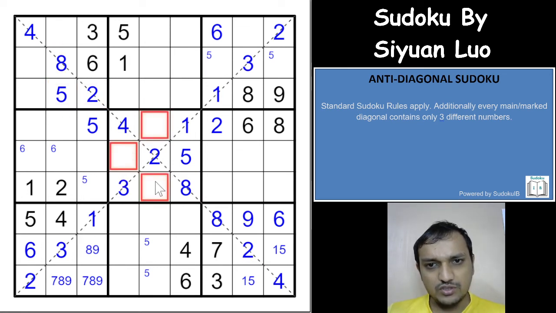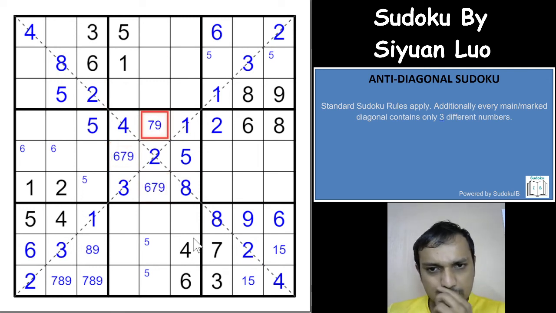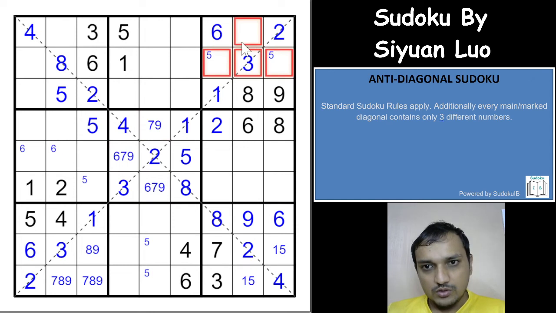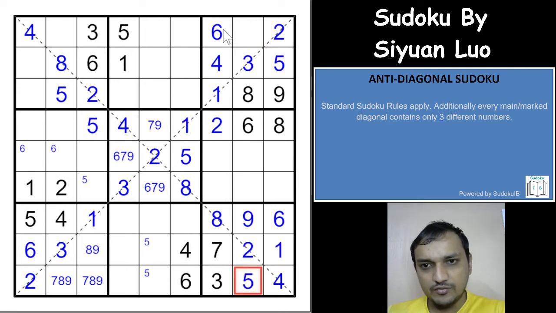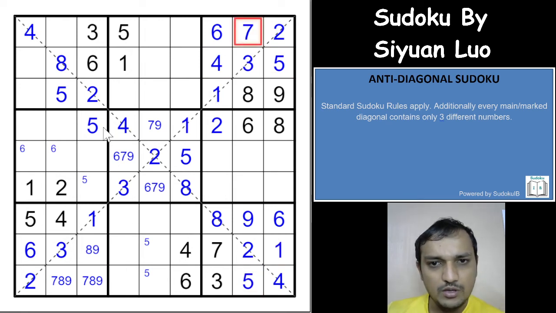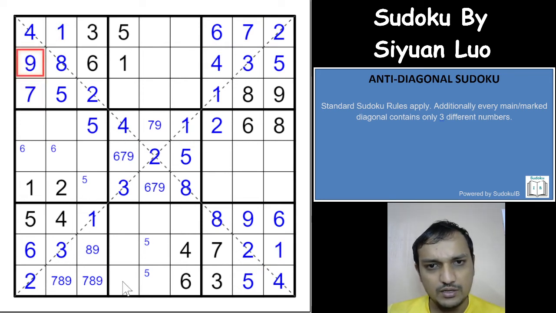So this is 6, 7 and 9 here in any order. 6, 7 and 9. This cannot be a 6. 5, 7 and 4. 4 cannot be here, 4 cannot be here. So this is a 4. 5, 1 and 5, that would have to be a 7. And this is 1, 7 and 9. So this is 7 and a 9 here.